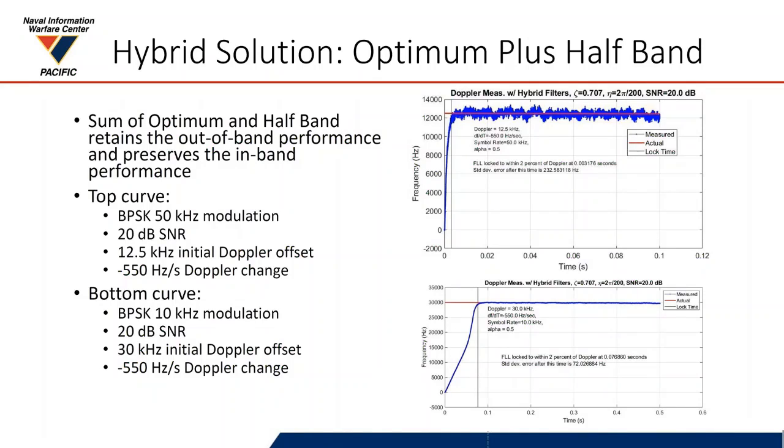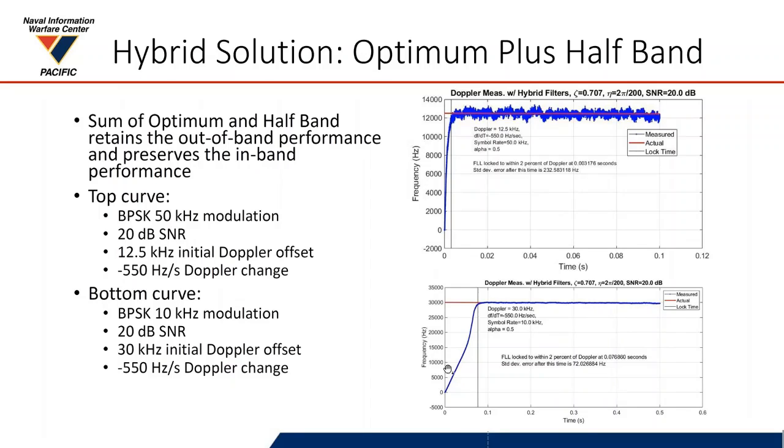So what we could do is numerically add the optimum band edge filter coefficients to the half band filter coefficients. And that's one way we can get the best of both worlds. If we rerun the scenario where our Doppler is just 12.5 kilohertz for a 50 kilohertz modulated signal, we can achieve lock and we still have a pretty low standard deviation of frequency error. It's not quite as low as it was when it was just the optimum filter coefficients by themselves.